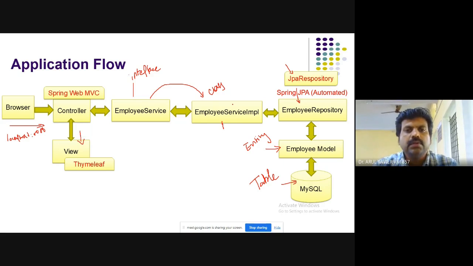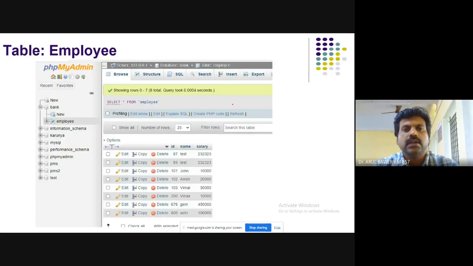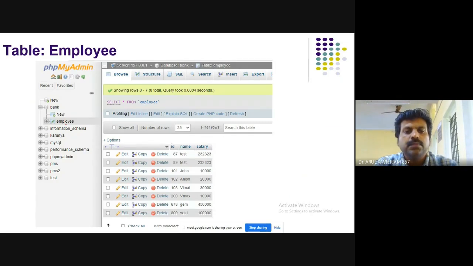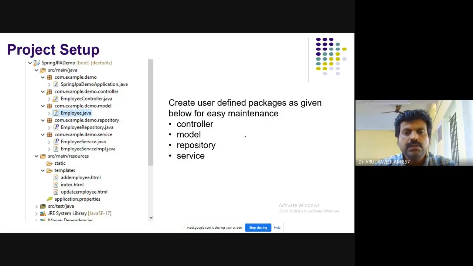And now let us see the implementation. The first step is the table. In the MySQL database, we have to create a table. This is a table I have created, called the employee table, with the data ID, another column called name, and another called salary. So this is a table we have created with some records. Once you do that, we have to create a project structure.